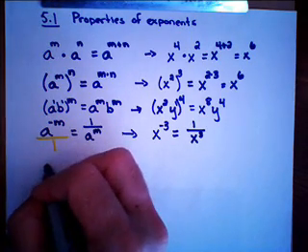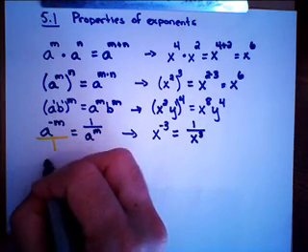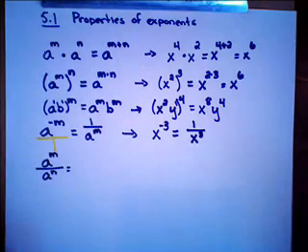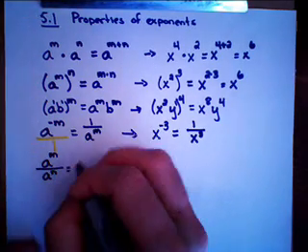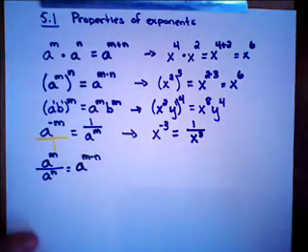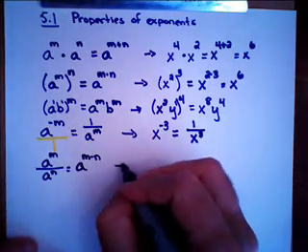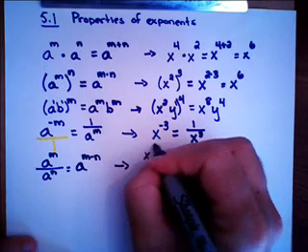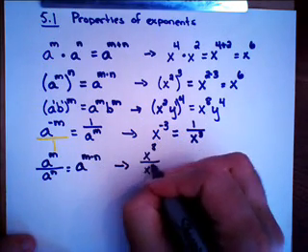Alright, division, very similar to multiplication. If you have a to the m power over a to the n power, when you divide, they say that you subtract your exponents. So this is going to be the same thing as a to the m minus n. So an example of this would be, let's say x to the 8th power over x to the 3rd power.